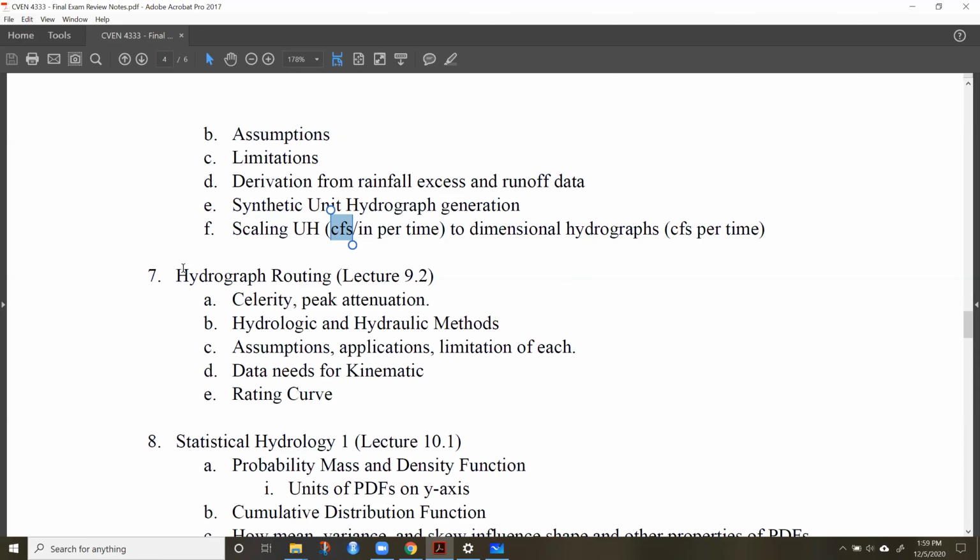From a qualitative standpoint, be familiar with hydrograph routing, how it works, what celerity is, what peak attenuation is, and be familiar with the different methods from hydrologic to hydraulic methods. We talked a lot about kinematic routing, which is a simplified way to do it from a hydraulic standpoint.